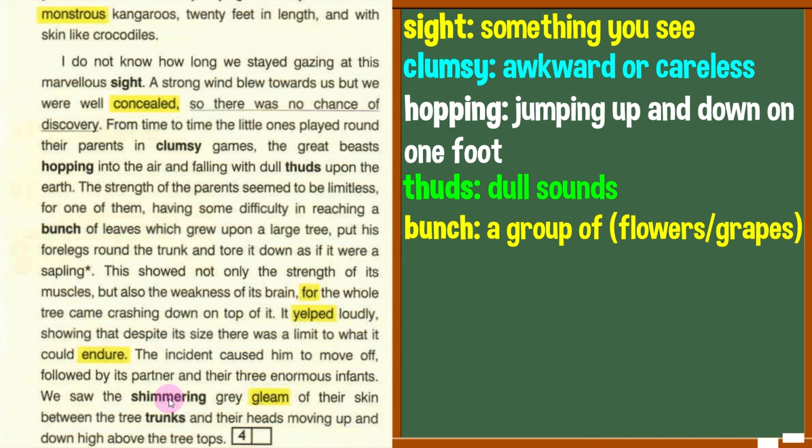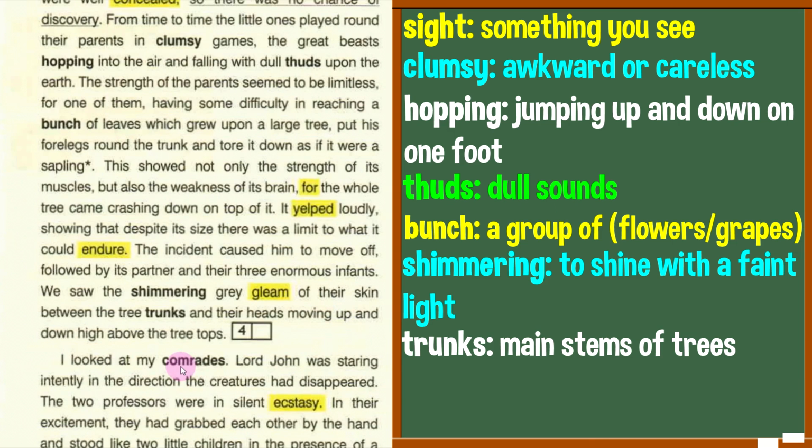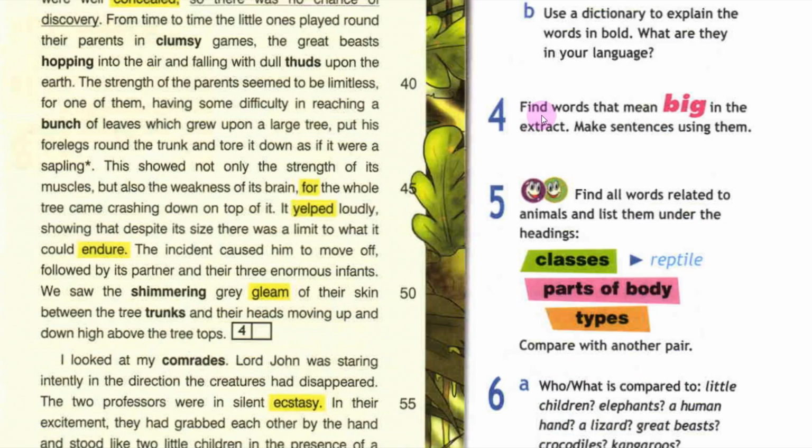Здесь листья. Shimmering, to shine with a faint light. То есть сиять каким-то тусклым светом. Здесь даже серым немножко. Trunks, main stems of trees, то есть стволы. And comrades, friends, друзья, товарищи. Exercise 4. Find words that mean big in the extract.